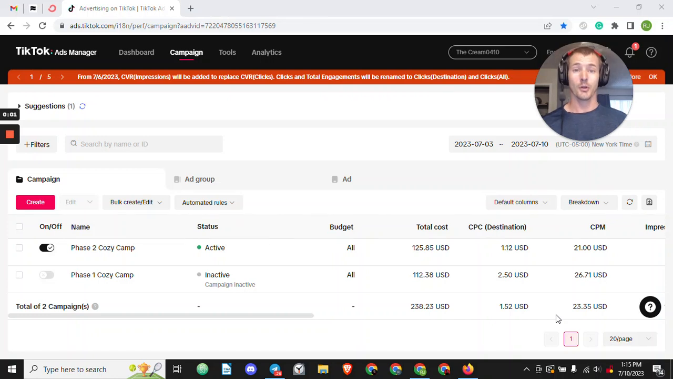I just want to show you really quickly how I am currently split testing and also scaling TikTok ads for my clients and making them extremely profitable with the lowest risk possible. So I think you'll find this extremely useful. So what I do is very simple.